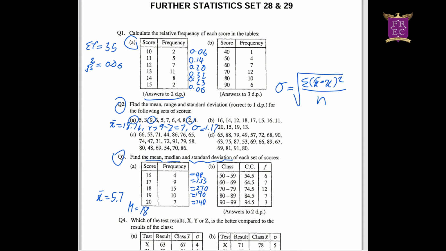Okay, and then do the standard deviation by yourselves. It's just easy. Just put the scores into this formula, and you should get for question 2 a standard deviation of 1.17. Okay, so question 3 should get 1.17. Here should be 2, not 1.17. Okay, it should be 2.0. It's to 1 decimal place.